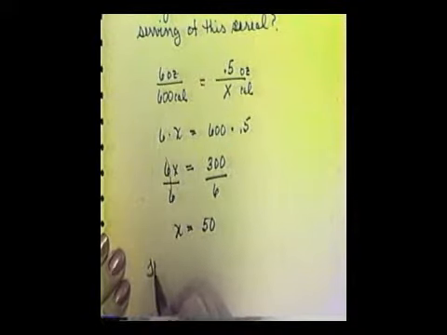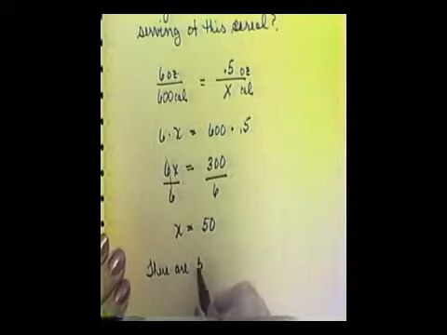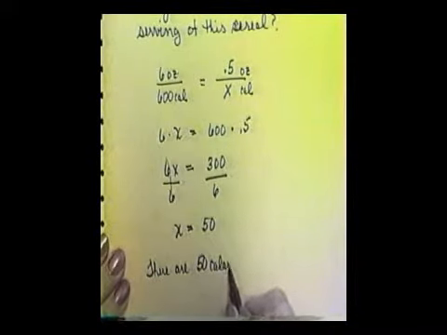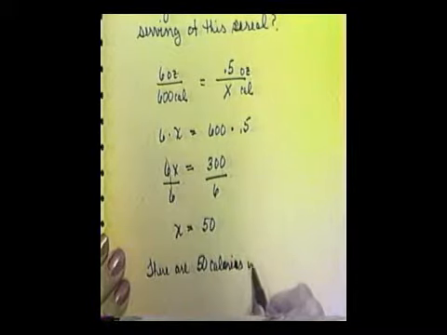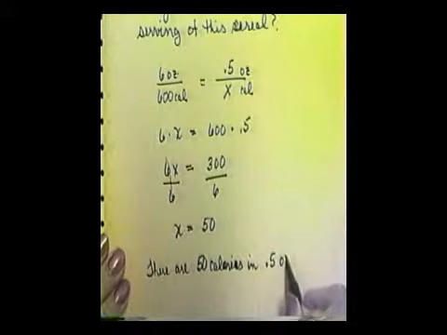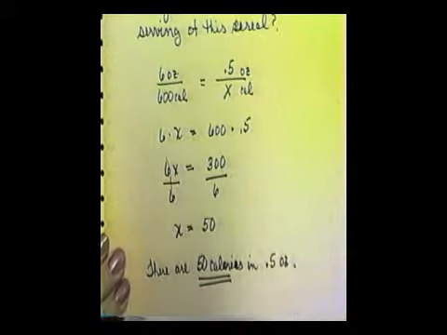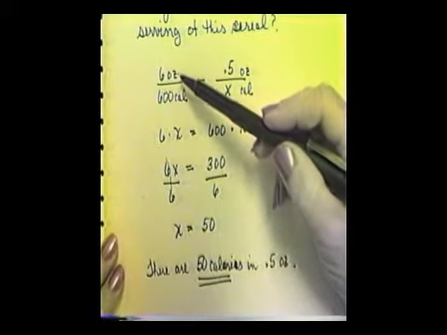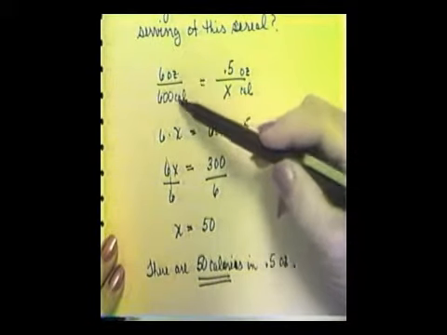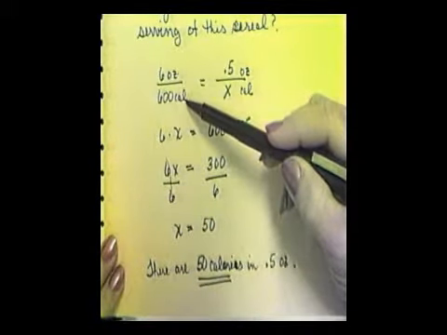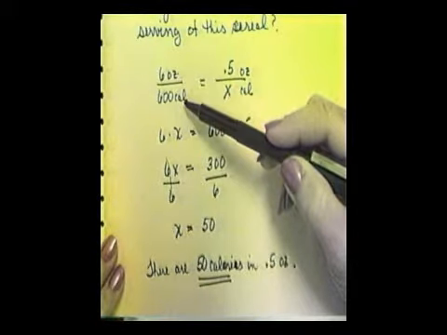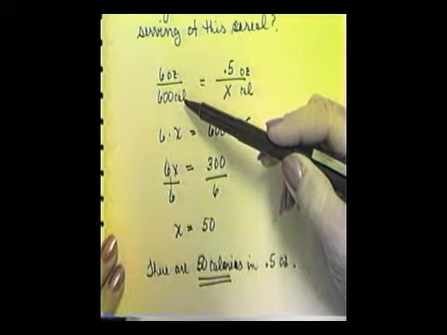Therefore, there are 50 calories in 0.5 ounces. That's what we're looking for. And there's 50 calories in 0.5 ounces. Now let's look again. Our first relationship, we were told that in 6 ounces there were 600 calories. In 6 ounces, there were 600 calories, so that's our first ratio. 6 ounces to 600 calories.